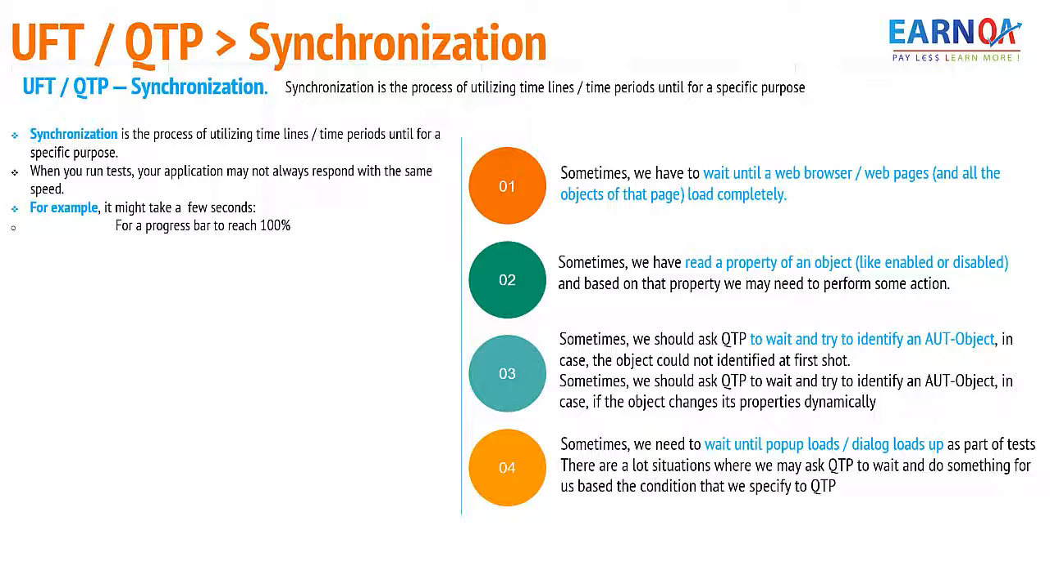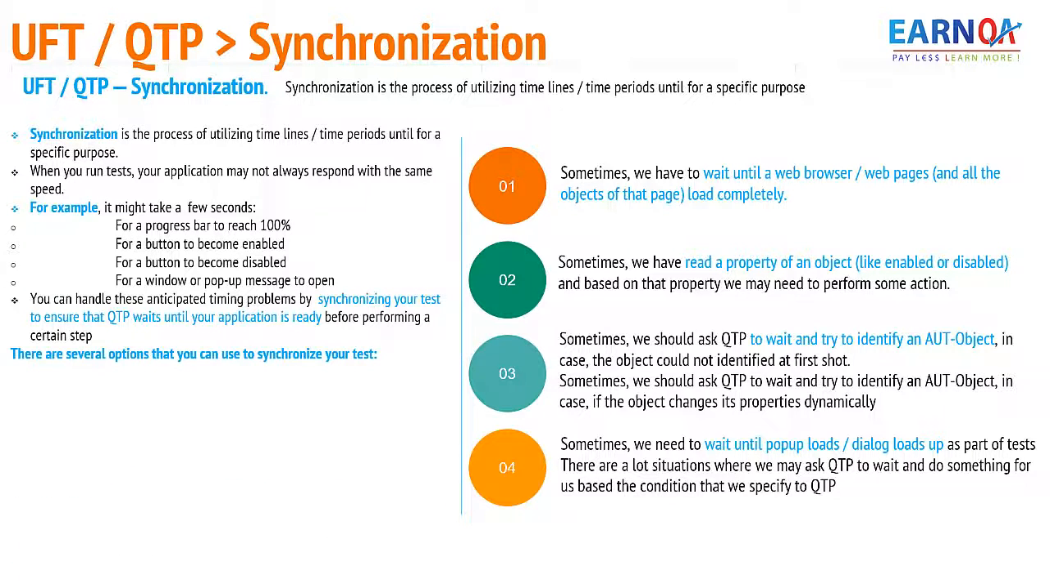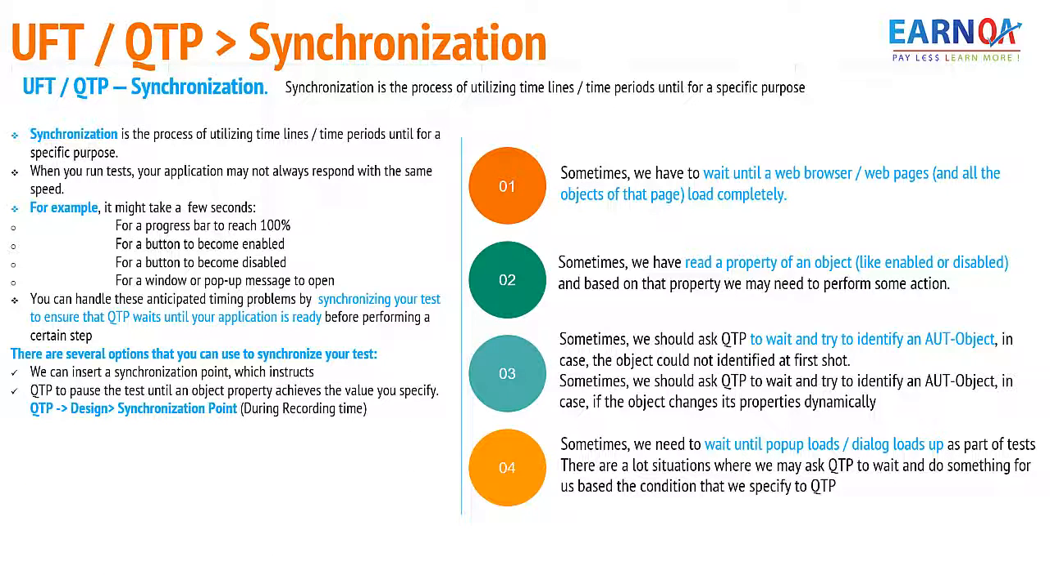Sometimes we need to wait until a certain object is enabled, a certain object is disabled, or a pop-up or a window gets opened successfully. There are so many situations where we want to wait on the application so that tests can be run successfully. And here we are going to utilize the synchronization concept. Synchronization can be done in 5 different methodologies.